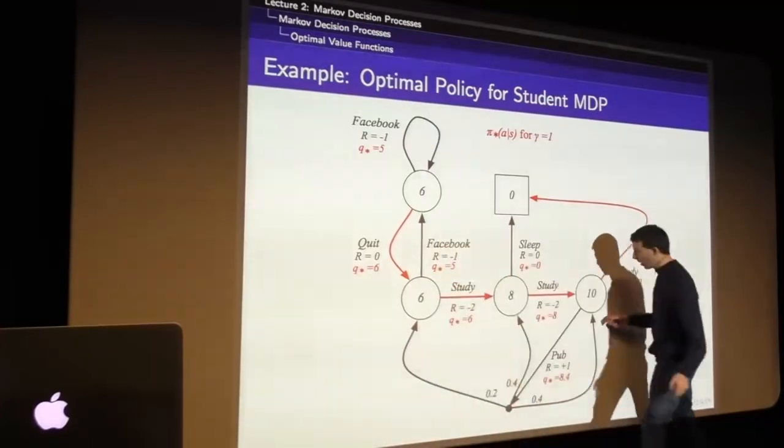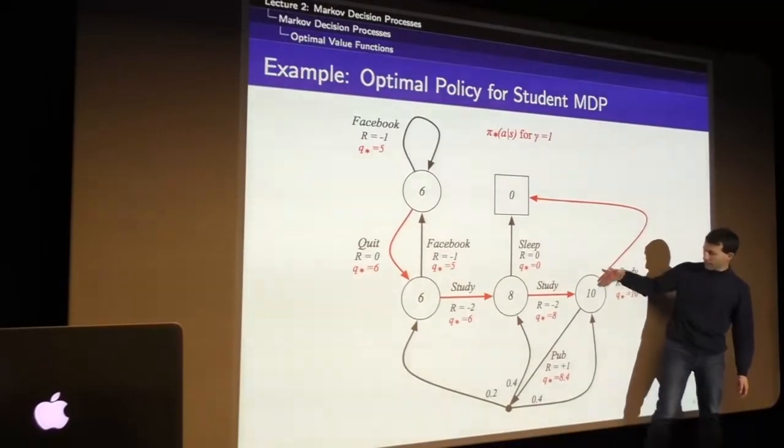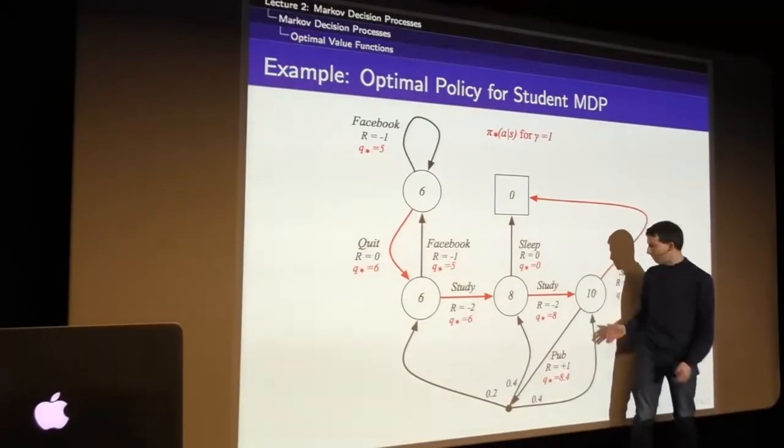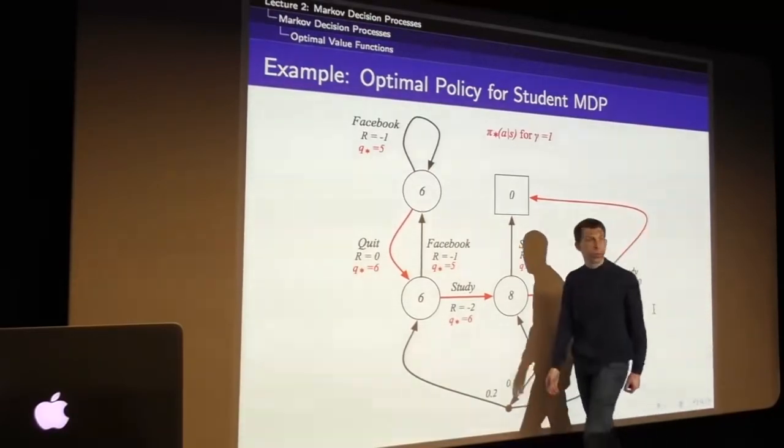So specifically over here, we've got the choice between Q star equals 10 for studying again, and Q star equals 8.4 for going to the pub. So the optimal policy, the red arc, is the one that maximizes that and gets us the most reward going into the future.